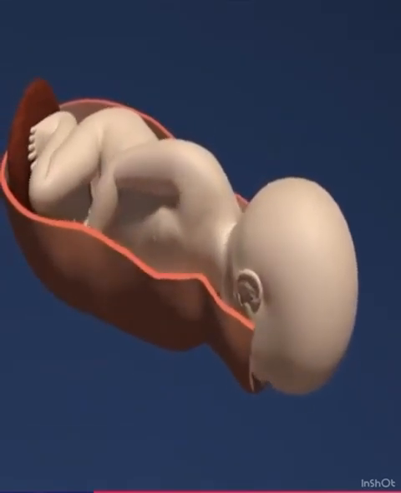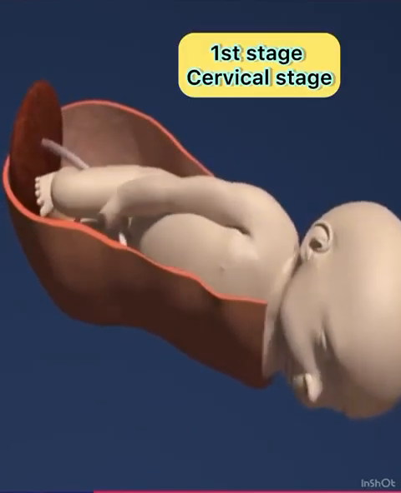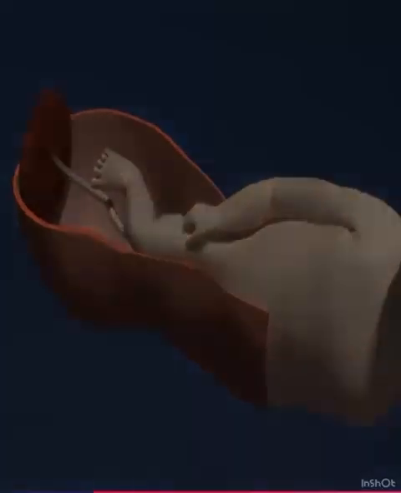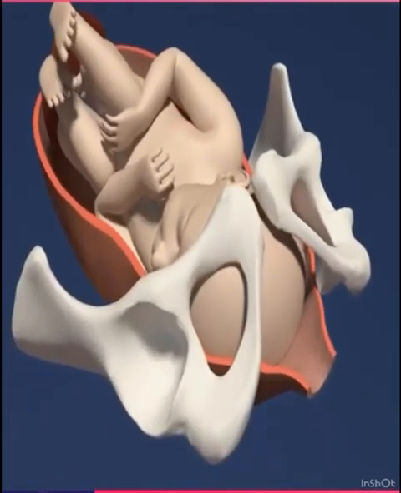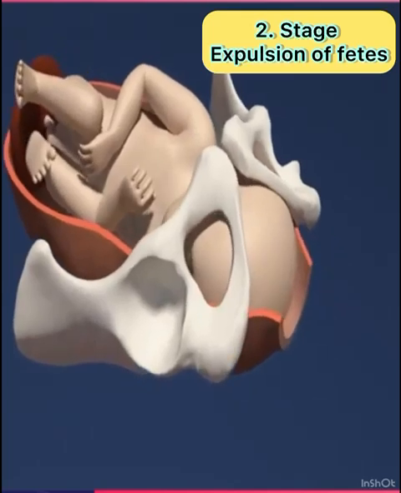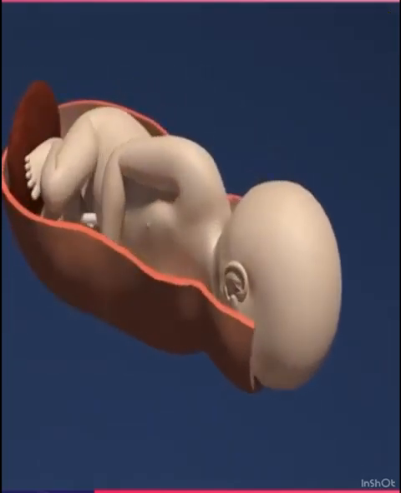The first stage of labor is called cervical stage, which starts from the true labor pain to the full dilatation of the cervix, that is 10 centimeter. And the second stage of labor is called expulsion of the fetus, which starts from the full dilatation of the cervix to expulsion of the fetus.